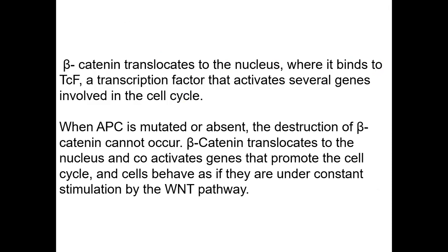It will be translocated to the nucleus, where it binds to the TCF receptor, a transcription factor that activates several genes involved in the cell cycle. When the APC is mutated or absent, the destruction of beta-catenin can't occur, and the beta-catenin translocates to the nucleus and co-activates genes that promote the cell cycle, and cells behave as if they are under constant stimulation by the Wnt pathway.